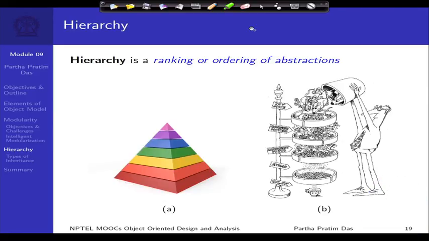So, with this, what we have seen is the introduction of modularity as a major element of object models. We will stop here and next take up the hierarchy.